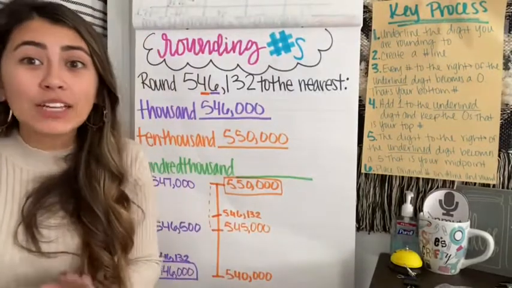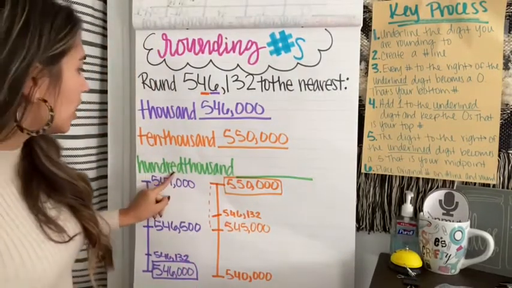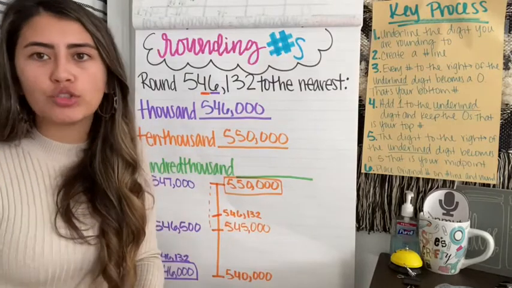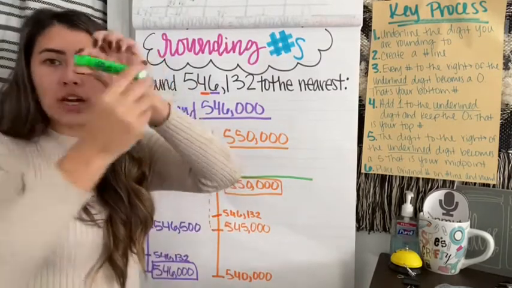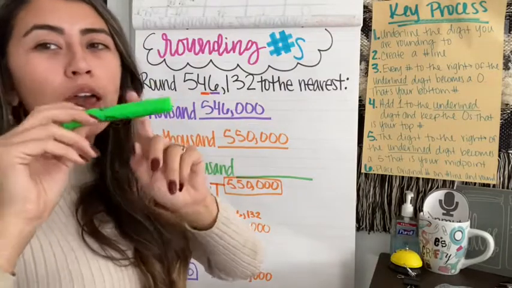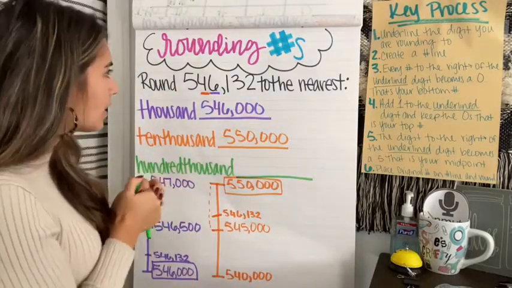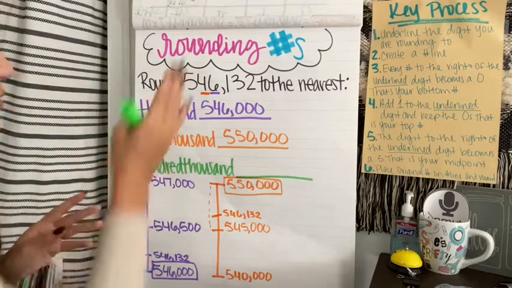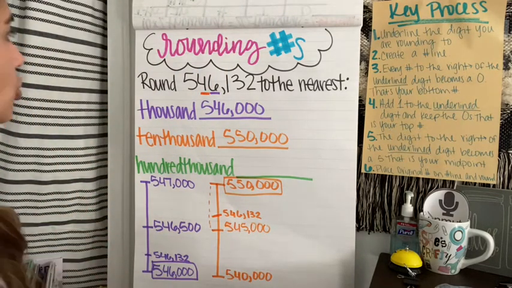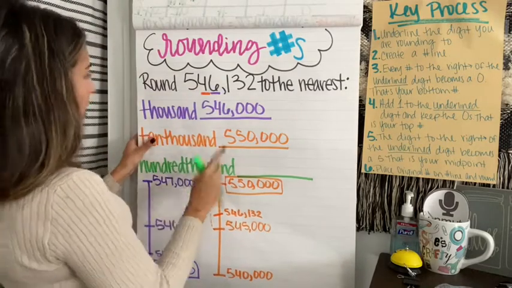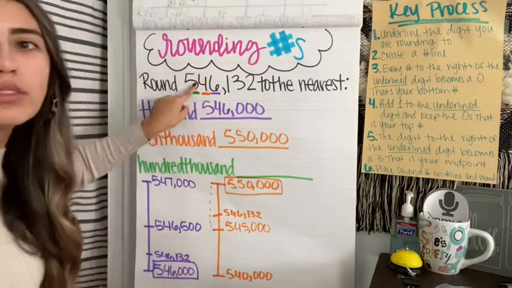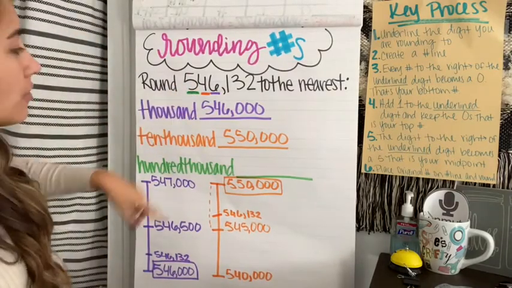All right, guys, last one. We're going to look at rounding this number, the same number, to the 100,000. And now my color is green, so don't look at purple, don't look at orange. We are just looking at the green color. Okay, nearest 100,000. Well, let me check my key process. Step 1 says, underline the digit you're rounding to. I'm rounding to my 100,000, so the 5.